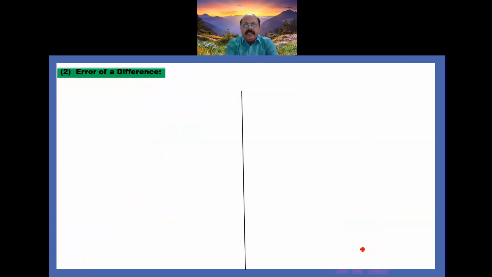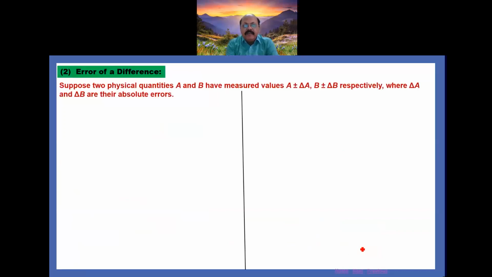Now the second one is error of a difference. Similarly, we have to take the two physical quantities, say A and B, have the measured values A plus minus delta A, B plus minus delta B respectively, where delta A and delta B are their absolute errors. So when we take the difference, then it comes to be Z equal to A minus B.